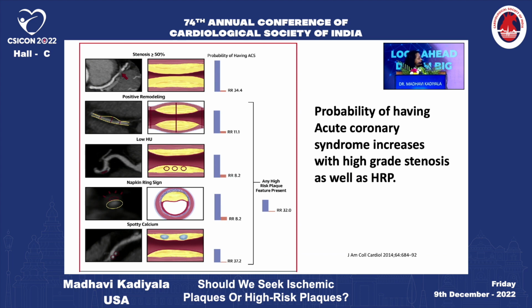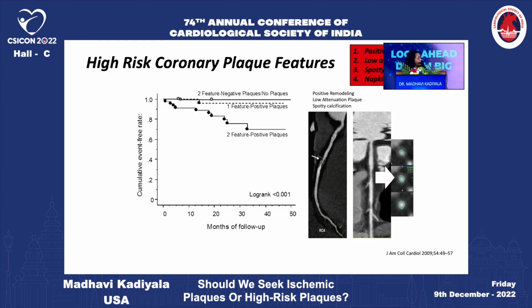Here is a nice summary, something that you might want to remember. Yes, of course, stenosis of more than 50% has a higher probability of causing acute coronary syndromes. But from CT imaging, these are the features you want to remember. Positive remodeling, wherein the vessel is expanding to accommodate the growing plaque. Low Hounsfield units, defined as less than 30, which is essentially lipid. The napkin ring sign is a correlate for vulnerable plaque with thin cap fibroatheroma, and spotty calcification. These are the features considered high-risk plaque.